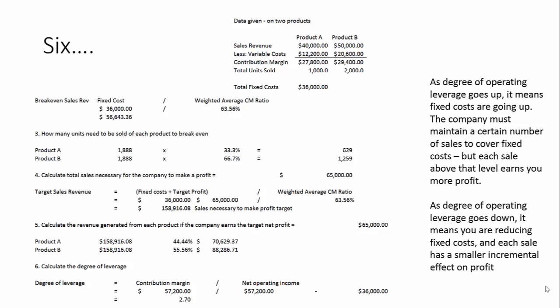I've put some notes over on the side of the screen to give you a little bit more grounding in what the degree of operating leverage means. Basically, when the degree of operating leverage goes up, it means our fixed costs are going up. So the company must maintain a certain number of sales in order to cover those fixed costs, but each sale above that level earns you more profit. As the degree of operating leverage goes down, it means you are reducing your fixed costs, but each sale has a smaller incremental effect on profit.